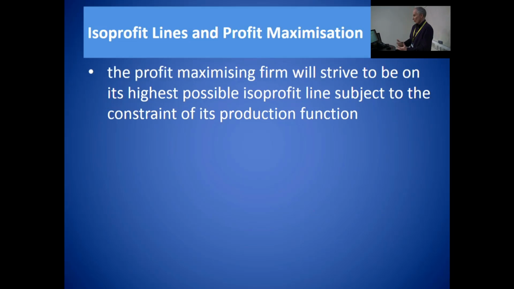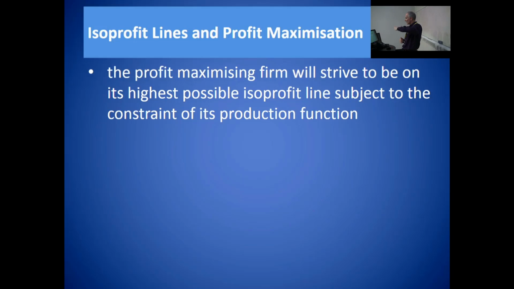But there's a problem, or there's a constraint that the firm faces. Of course, it wants to be on as high an iso-profit line as possible. But the constraint is, what can it produce? It's subject to this constraint that it can combine labour to produce a certain amount of output. And what is that constraint determined by? That constraint is determined by the firm's production technology, or its short-run production function. And that's the other part that we need to bring into it.